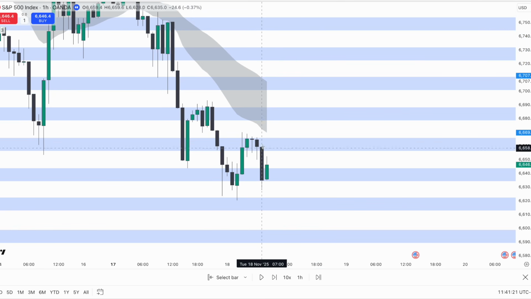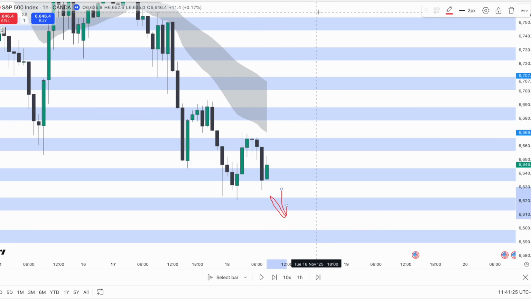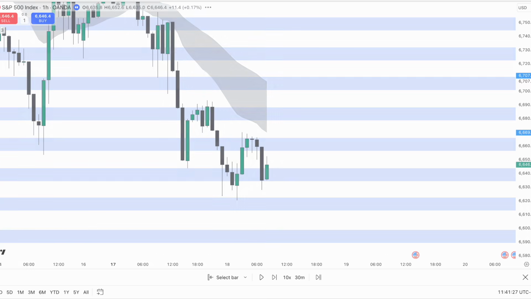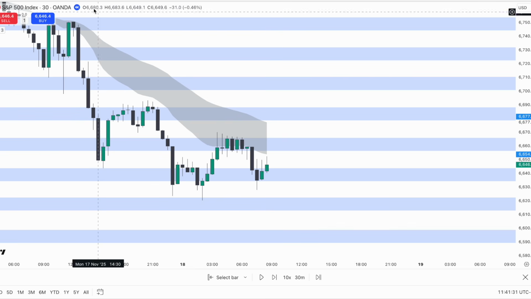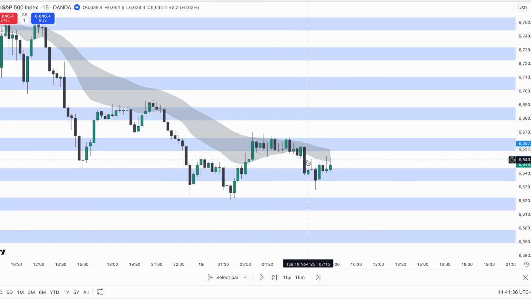This tells us that our bias should be bearish, and we should primarily be looking for shorts. The 30-minute tells us a similar story, with the cloud being bearish, of course. We can also expect the 15-minute to be bearish, based on the higher time frame cloud and overall market structure.